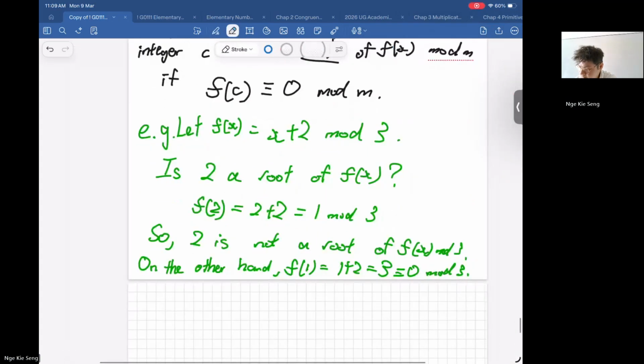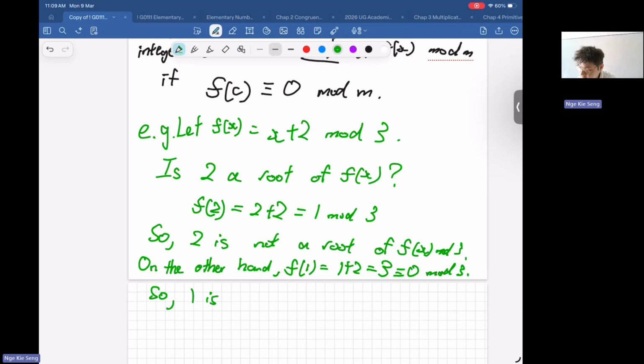Okay, so 1 is a root of f(x). Does it make sense? This is a bit different from your calculus. In calculus, what's the root of x plus 2? It's minus 2. But here our x is just considered up to 0, 1, 2, so you just check f(0). What's f(0)? f(0) is 2, not a root. f(1) is equal to 0 mod 3, so it's a root. f(2) is 1 mod 3.